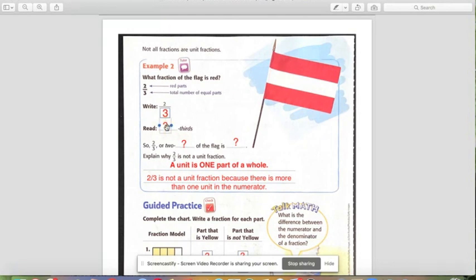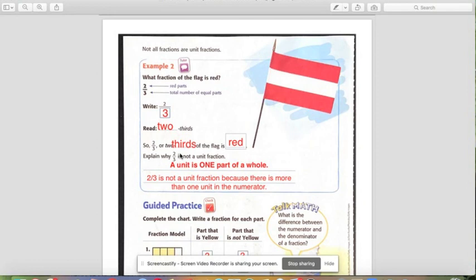2/3 would be the same as saying 2/3. If I was going to write it out in words, it would look like 2/3. So 2/3 of the flag is red.